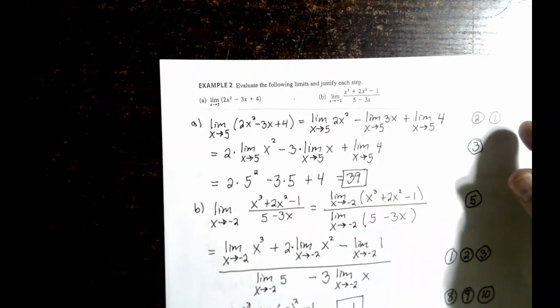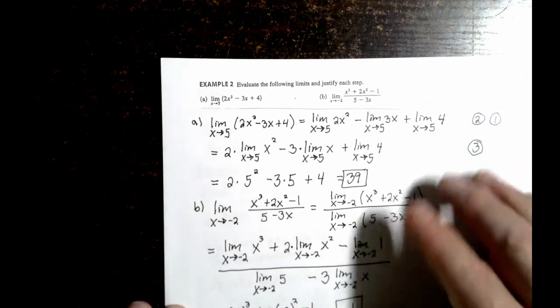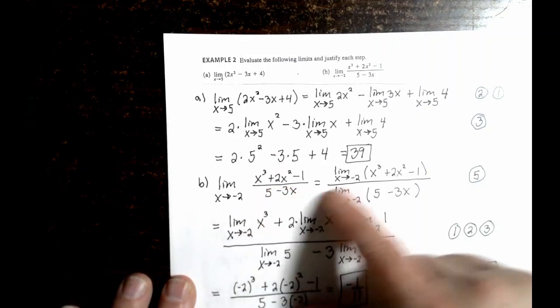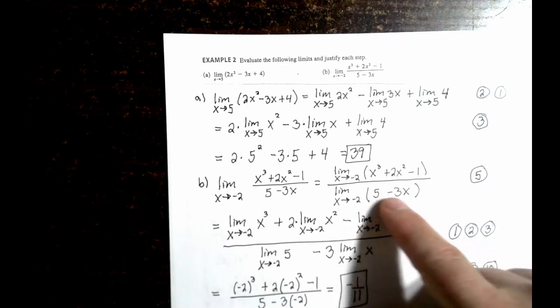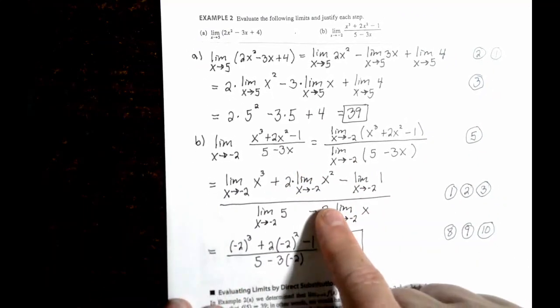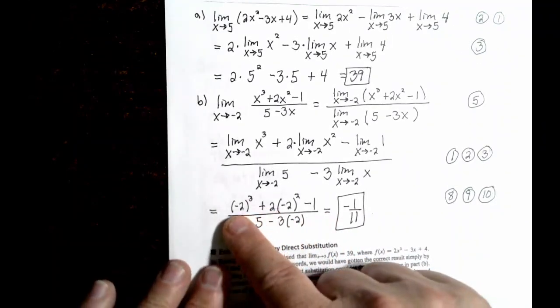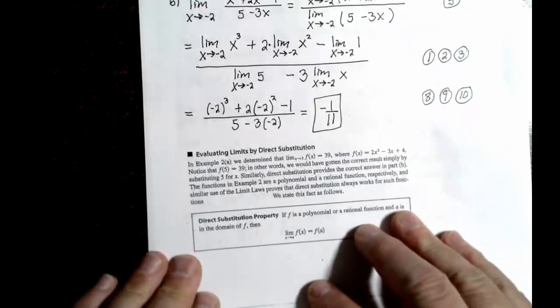And I believe they give you a picture that I didn't include here, but whatever. Alright, so the limit as x approaches negative 2 of this one is the limit of the top over the limit of the bottom. And then you have to take the limit of each one of these terms, and you want to bring the constants out front if you can. And then when you finally start plugging in numbers using direct substitution, you end up with negative 1 over 11.